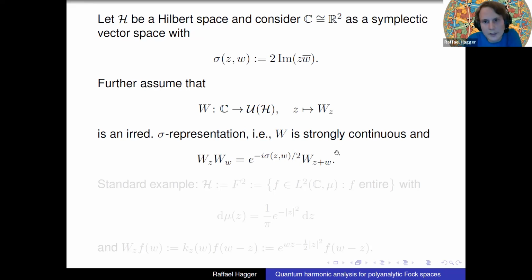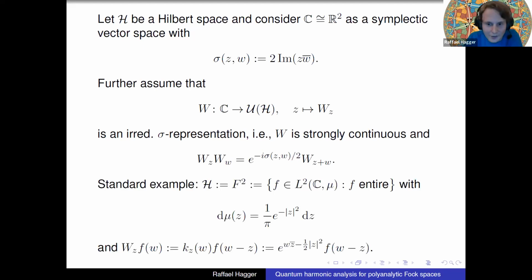But in principle, you can take any symplectic vector space here, and you could take any symplectic form, and the quantum harmonic analysis will work. Geometrically it would be better without the 2, because it would be the area of the parallelogram spanned by z and w. Yeah, that's true. But then you have to change the measure on the Fock space to make everything work.